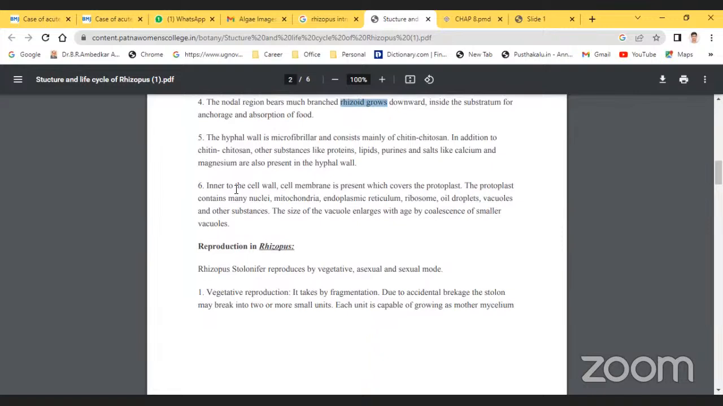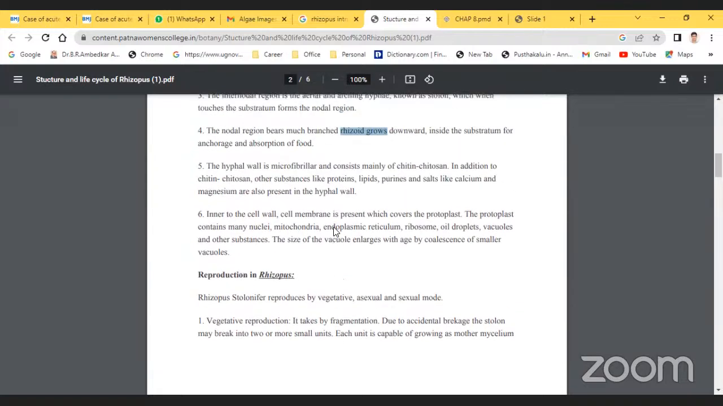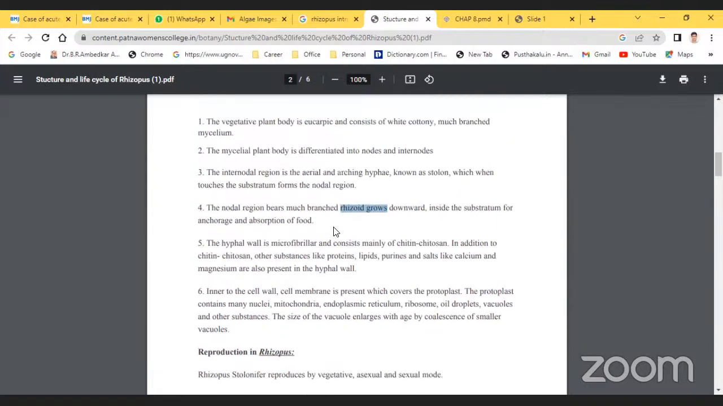Inner to the cell wall, the cell membrane is present, which covers the protoplast. The protoplast contains many nuclei, mitochondria, endoplasmic reticulum, ribosomes, oil droplets, vacuoles, and other substances. The size of the vacuole enlarges with age by the coalescence of smaller vacuoles. So this is regarding the general structure of Rhizopus. Okay. Next, asexual reproduction.